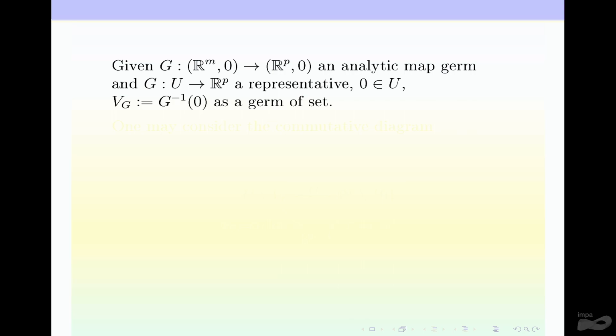if you consider an analytic map germ from R^m to R^p, sometimes I use the same notation for the germ and the representative. G from U to R^p will be a representative, and the variety we have always been considering is the zero locus of G, okay, and we will be considering that as a germ of set.